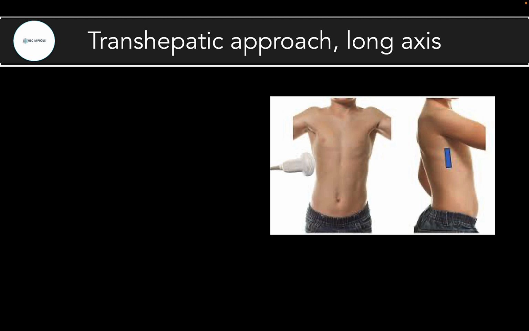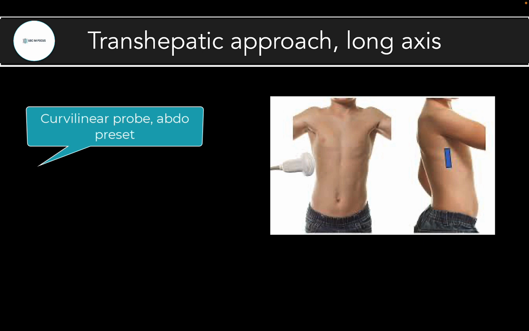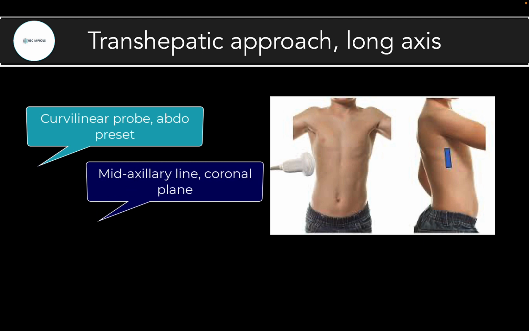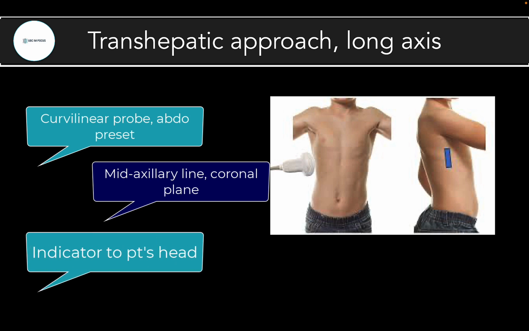As an alternative, if that is unavailable, such as in patients with midline scars, significant bowel gas, tense ascites, that kind of thing, a lateral transhepatic approach can be very helpful. So this is sometimes also called the coronal approach or the rescue view. Now, as the name would suggest, you're going to place your probe in a coronal plane in the mid-axillary line around the level of the xiphoid process, with the indicator pointing up towards the patient's head. And typically I do suggest the curvilinear probe on the abdominal preset for this approach.